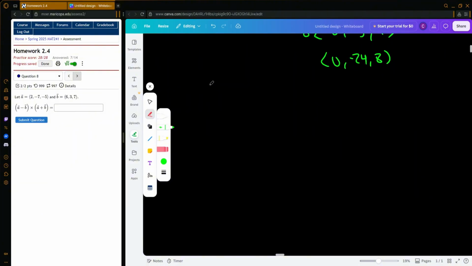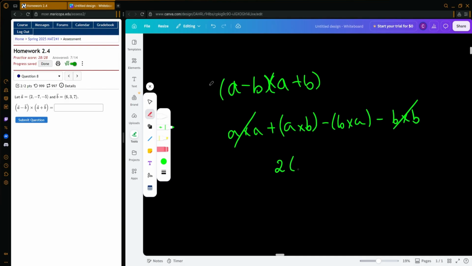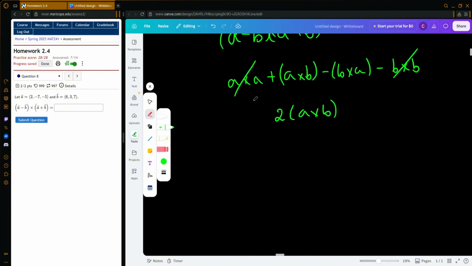Now for the next one. Alright, let A be that, and let B be that. Figure out this. Okay, so maybe we do A minus B, A plus B, and then these are actually crossed. So we get A cross A plus A cross B minus B cross A minus B cross B. Okay, again, we can ignore these guys and then flip this. So it would be 2 A cross B.